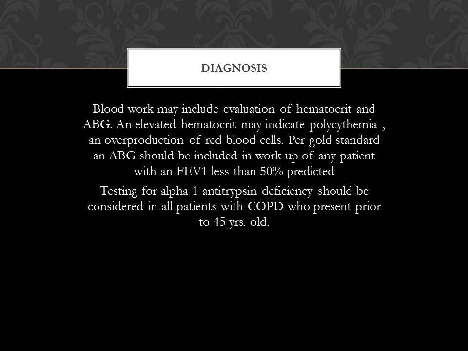Blood work may include evaluation of hematocrit and ABG. An elevated hematocrit may indicate polycythemia, an overproduction of red blood cells. Per gold standard, an ABG should be included in workup of any patient with FEV1 less than 50% predicted. Testing for alpha-1 antitrypsin deficiency should be considered in all patients with COPD who present prior to 45 years old.